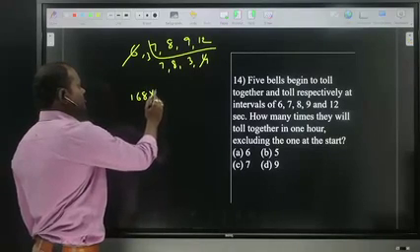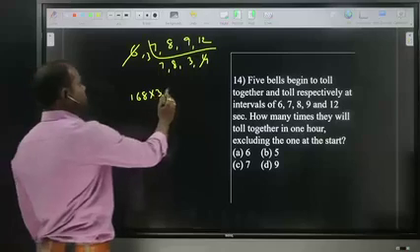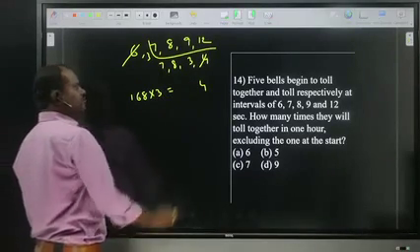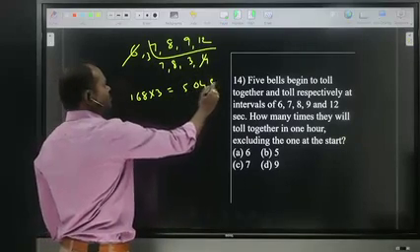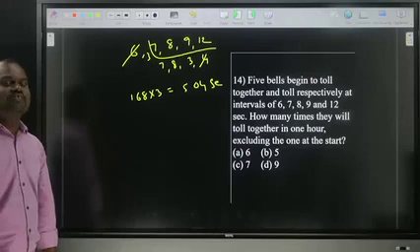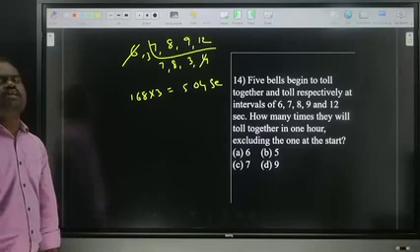168 threes. 168 into 3, how much? 3 eights are 24, 2 to balance. 3 sixes are 18, 20 to balance. 504. After 504 seconds, they will ring together. After 504 seconds, nothing but nearly how many minutes?